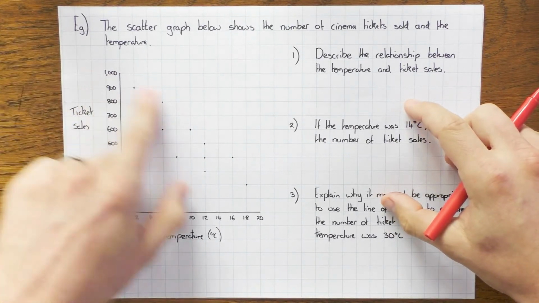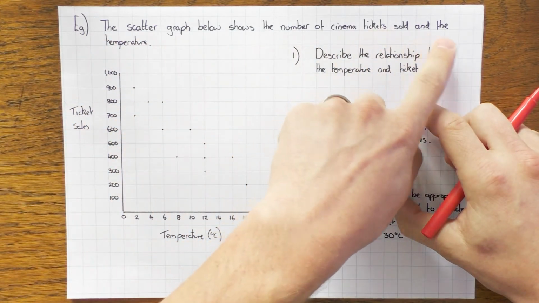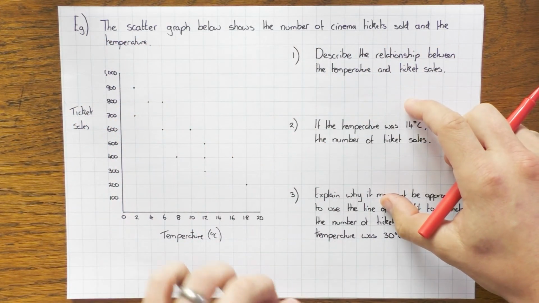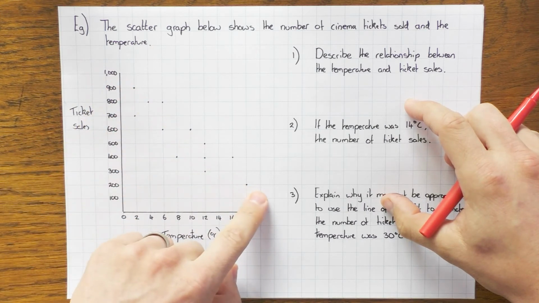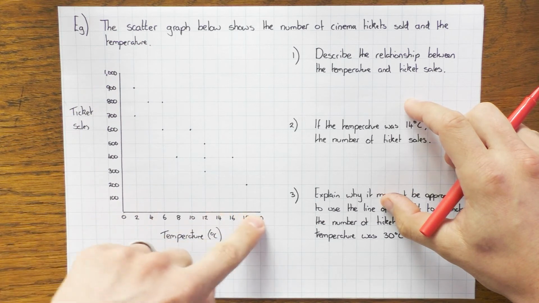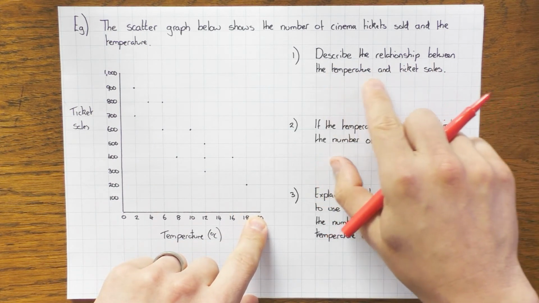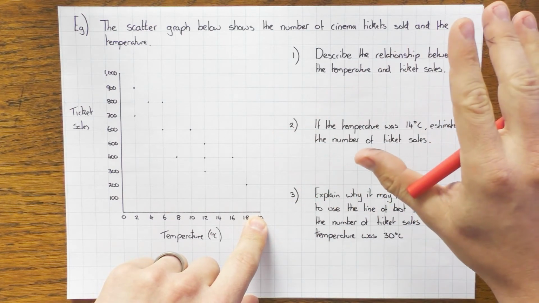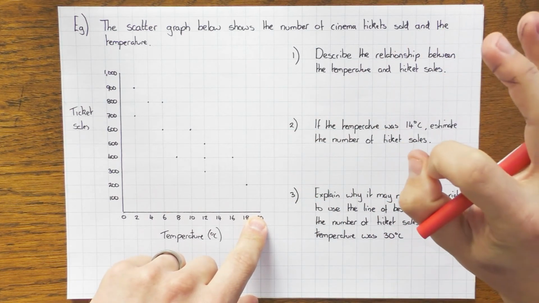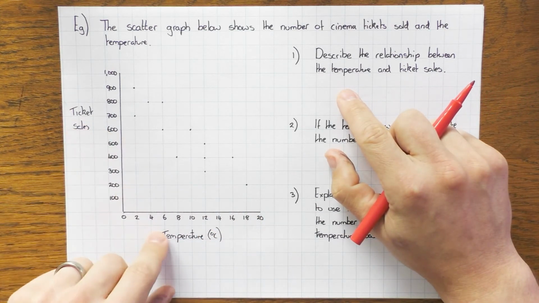So this one here, no plotting, it's already done, and we're told the scatter graph below shows number of cinema tickets sold and the temperature. So as we can see here, our points, ticket sales are decreasing as the temperature is increasing. So it says describe the relationship between the temperature and the tickets. It doesn't say what type of correlation, it says describe the relationship. So we need to do a little bit more detail here, and it's exactly what I just said.